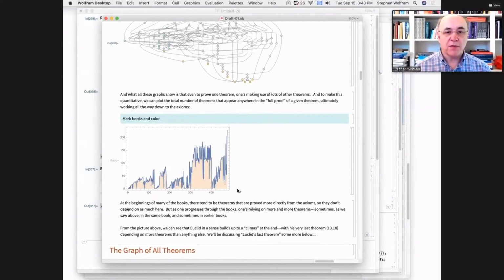This is showing the total number of, in physics we would call it the past light cone of a given theorem. That is, all the things on which that theorem has causal dependence in the proof graph. Did that make sense? So in Euclid, the theorem with the largest past light cone is the very last theorem in Euclid, which is the theorem that there are five Platonic solids.